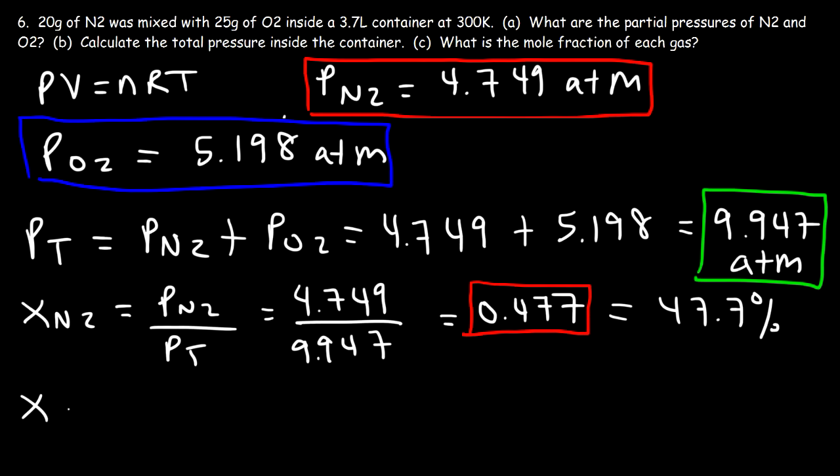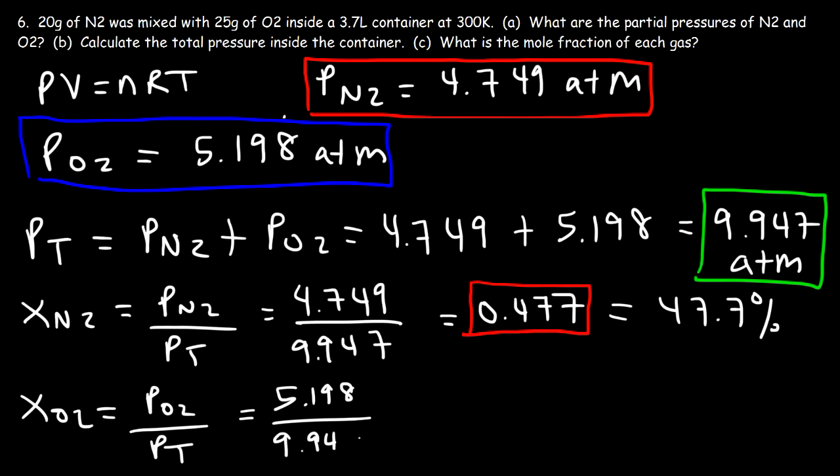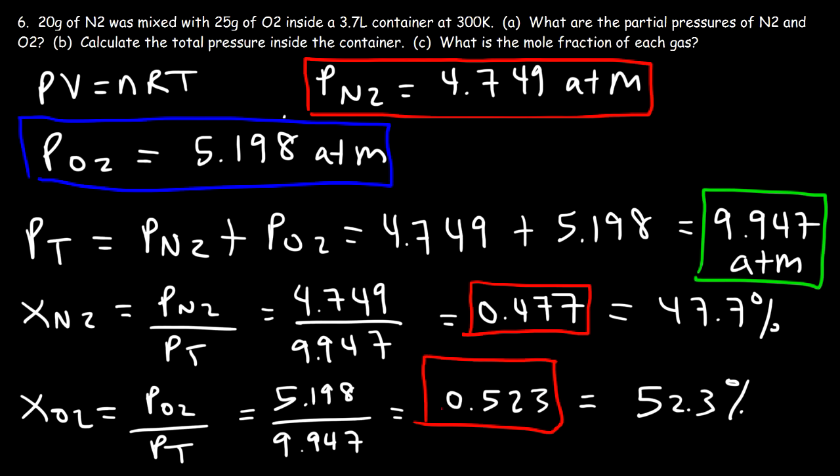Now let's calculate the mole fraction of O2. So that's going to be the partial pressure of O2 divided by the total pressure. So that's 5.198 divided by 9.947. And so that's going to be 0.523, which is equal to 52.3%. And so that's it for this problem. So now you know how to calculate the partial pressures, the total pressure, the mole fraction, and things of that sort.